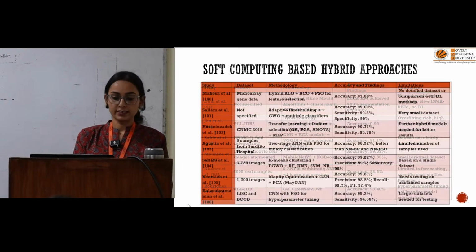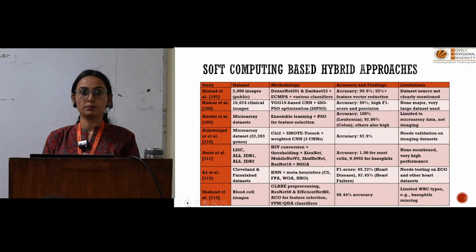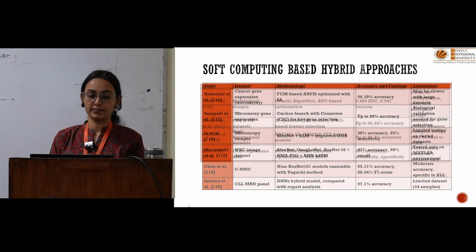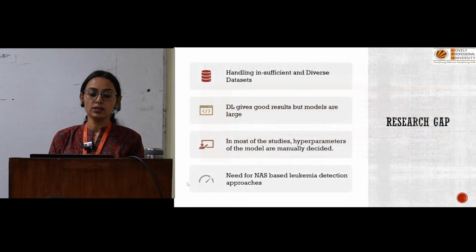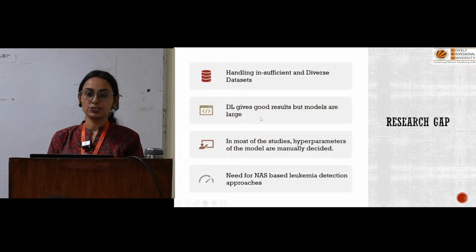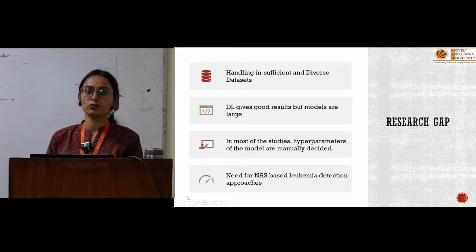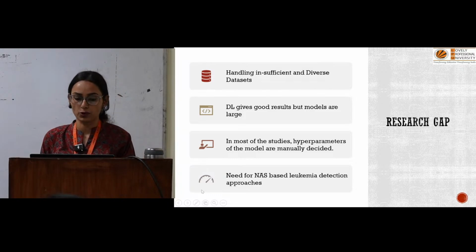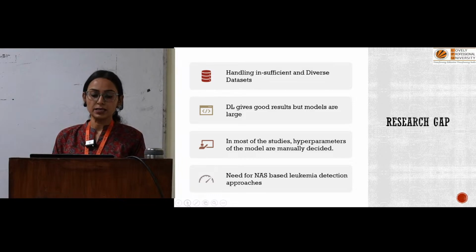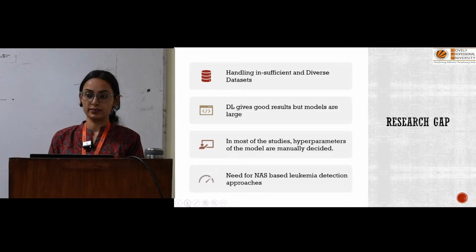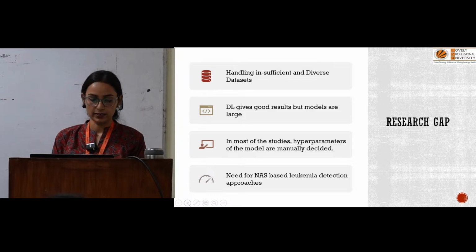Yeah. Now these are the research gaps. What is mainly analyzed from the existing literature and the studies? First thing is the insufficient data set. The size of the data set is very small and diverse data sets are used, like some images are taken from the hospitals, only 100 images or sometimes only 50 images. So this is one problem here. Another is the deep learning models: they give good results, but the size of the models is very large. There are a very large number of layers.